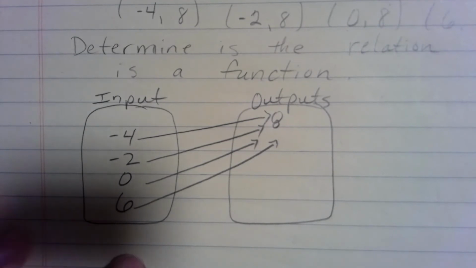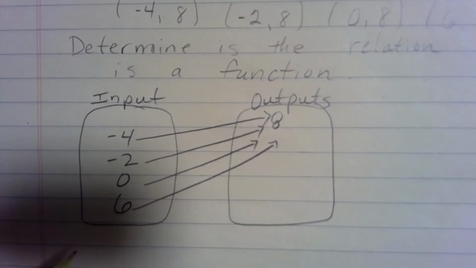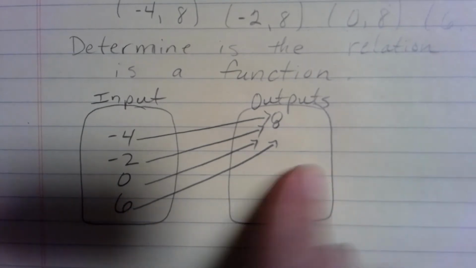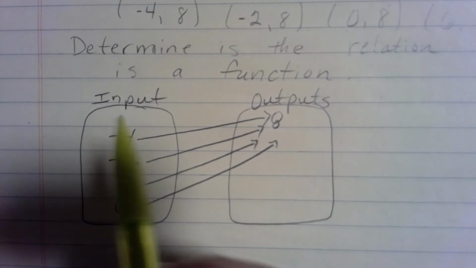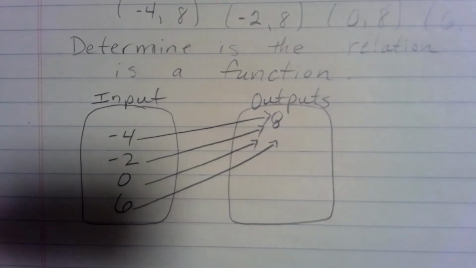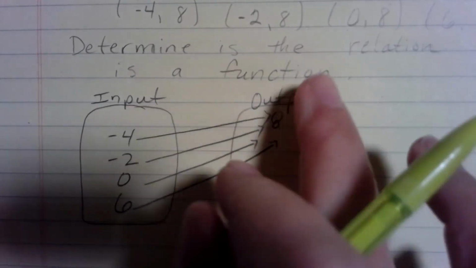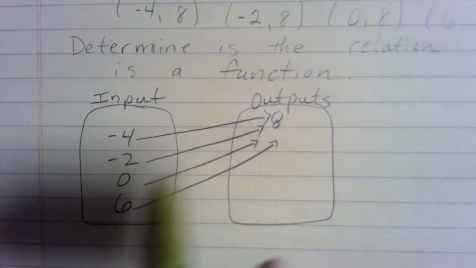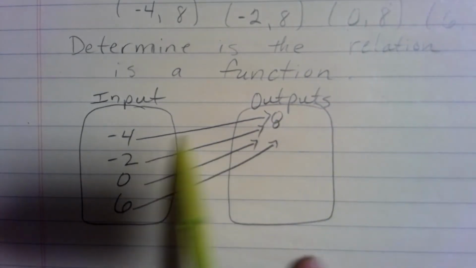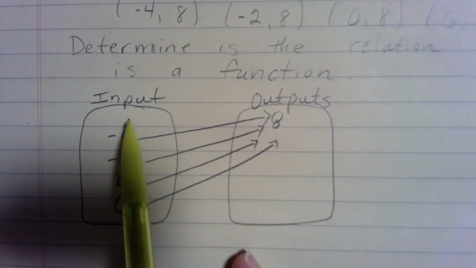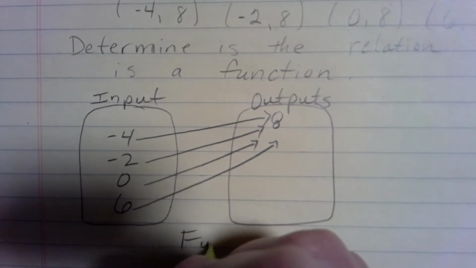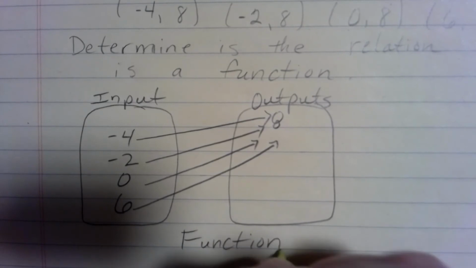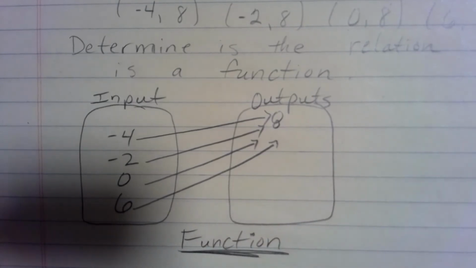Now, it is okay that all of these have 8 as their output. It's not one-to-one that determines if it's a function. What determines if it's a function or not is if each input has one output, and all of them only have one. Okay, so there's only one arrow drawn from the input. So then this is a function. It is a function.